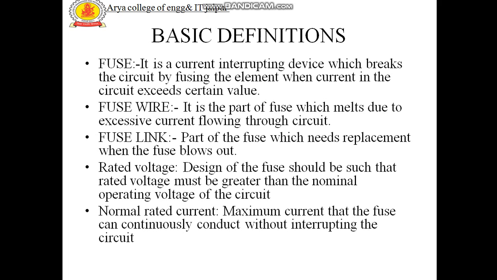There are some basic definitions. A fuse is a current interrupting device which breaks the circuit by fusing the element when the current in the circuit exceeds a certain value. Fuse wire is the part of the fuse which melts due to the excessive current flowing through the circuit. Fuse link is the part of the fuse which needs replacement when the fuse blows out.